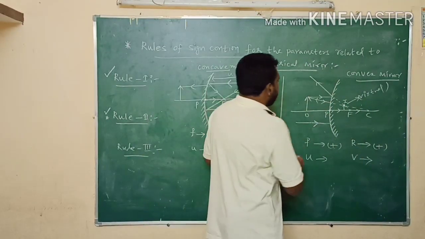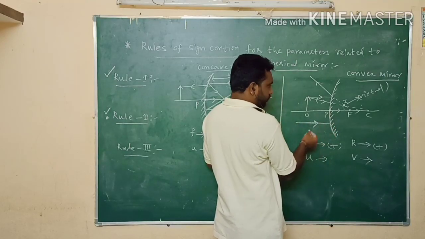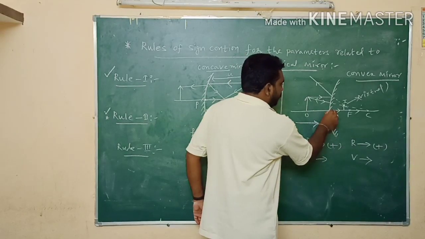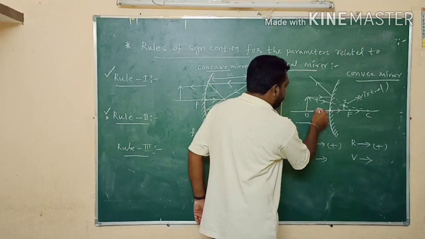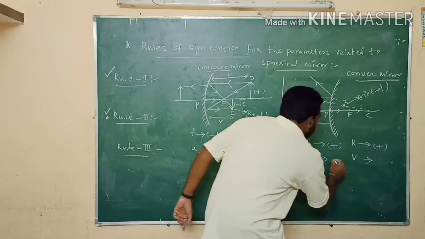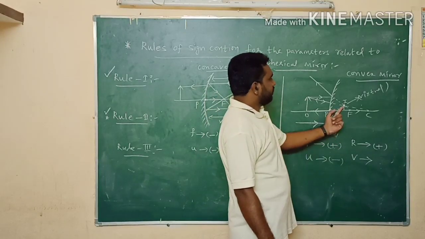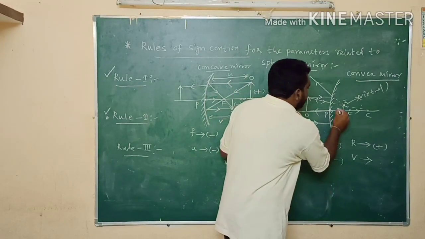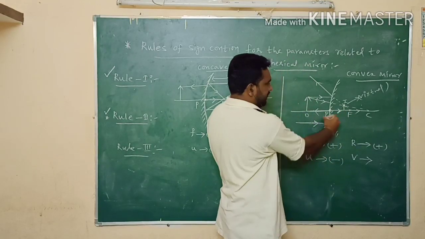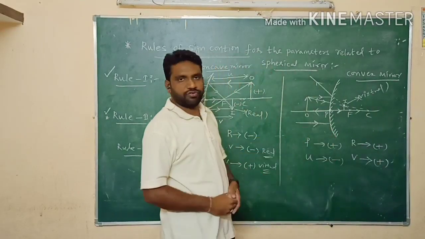Next, U value. So this is in this direction. This is the direction of incident ray. U means distance of object. So distance of object, we have to measure from pole. It is the distance between pole and object. We have to measure against the direction of incident ray. So opposite means it becomes negative. And if we consider V, we are getting virtual image. Virtual image means we have to measure along the direction of incident ray. So it becomes positive. So these things you should remember.